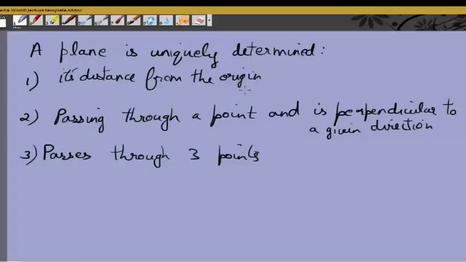If we know the distance of the plane from the origin and the direction perpendicular to the plane, I'll just write it as perpendicular direction. So again, whenever we talk about direction with regards to a plane, it will be the direction perpendicular to the plane because there is only one of that. So a plane is uniquely determined if we know its distance from the origin and a perpendicular direction, or we know that it passes through a given point and is perpendicular to a given direction, or we know that it passes through 3 points. So let's do the first one.